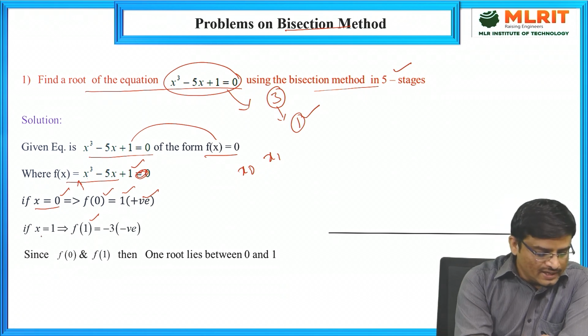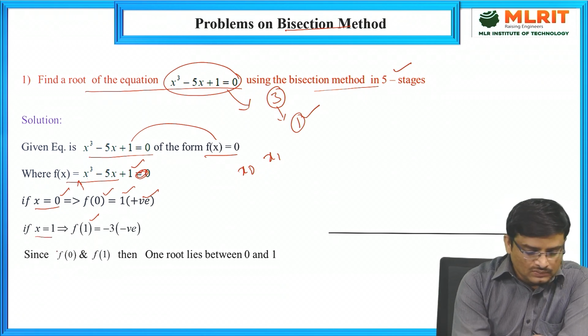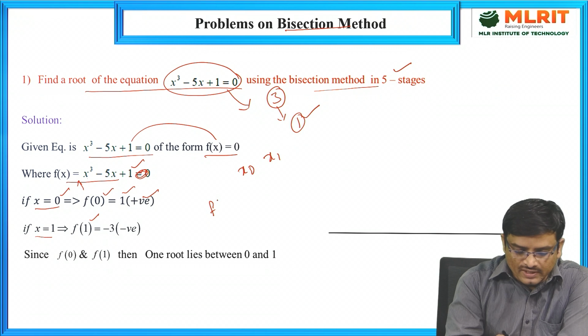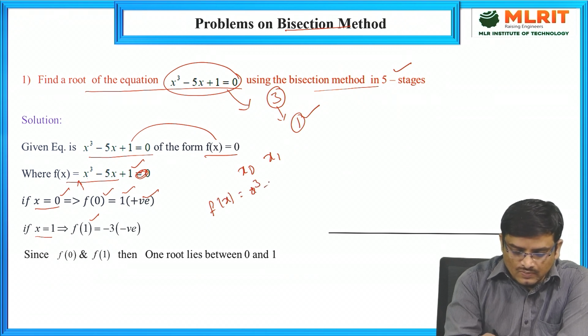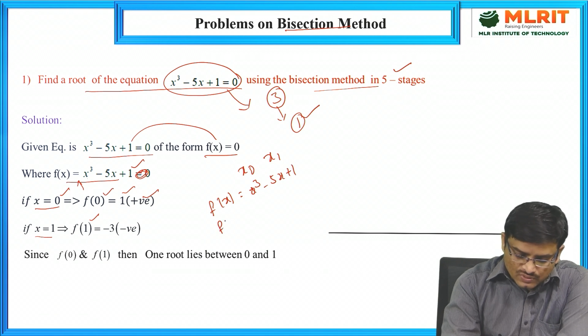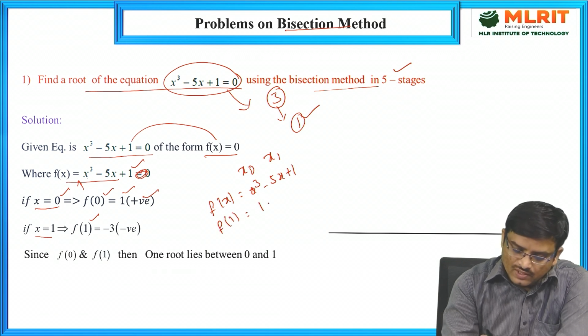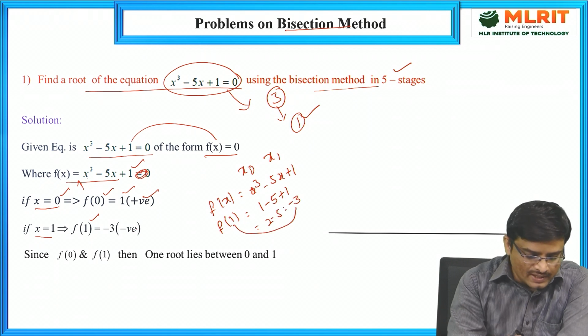Now you take the next x is equal to 1 and substitute it in the function f of x is equal to x cube minus 5x plus 1. You will get 1 cube, that is 1, minus 5 into 1, that is 5, plus 1. So 1 plus 1 is 2, 2 minus 5 is equal to minus 3. So we got f of 1 is equal to minus 3.